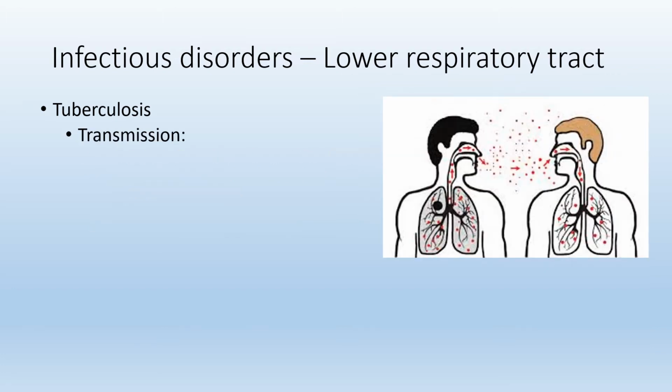Tuberculosis transmits through aerosolized droplets, right? So you have these two gentlemen over here in this image. This gentleman has tuberculosis, and the reason I know that is because he has a dark spot in his lung. We'll talk about what that is in a second. But as he is spreading these germs, this person over here is inhaling those droplets. Some of those droplets are getting into his lungs, right? And they are causing the infection to spread into his pulmonary tissue as well.